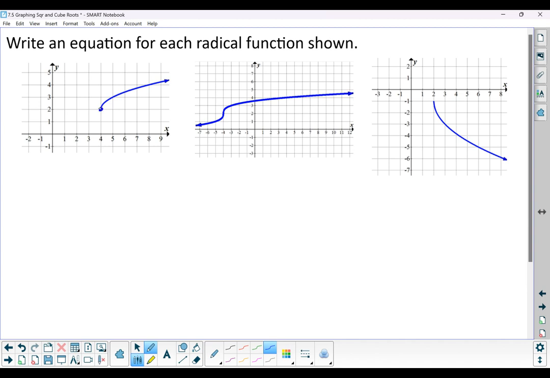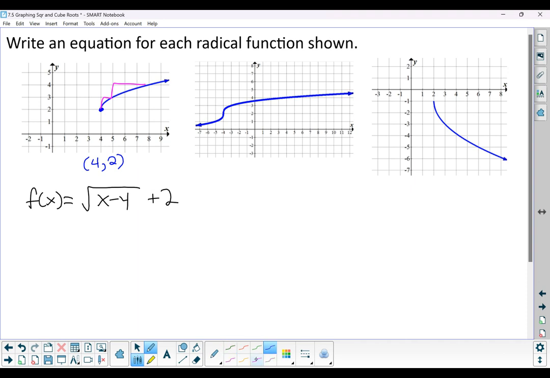So I want you to focus on the starting point of the square root graph. This one starts at the point (4, 2). And so our function is going to look like, and you should check the stretch as well. This is a 1, 3, 5 sideways, so we don't have any stretch that we need to notate. So the function is equal to the square root of x minus 4, plus 2.